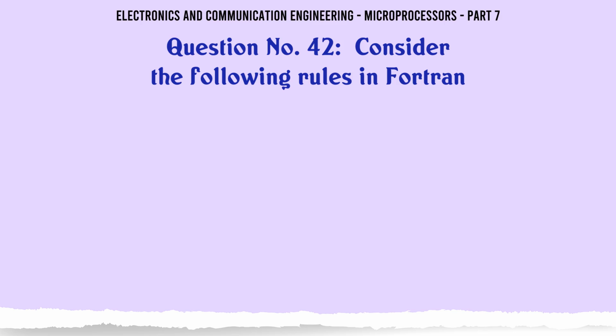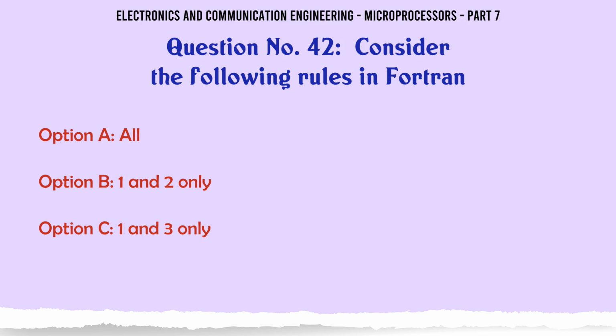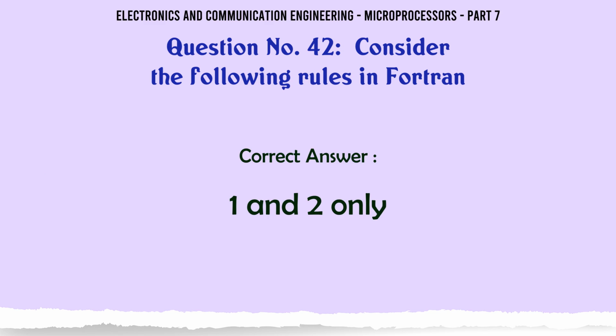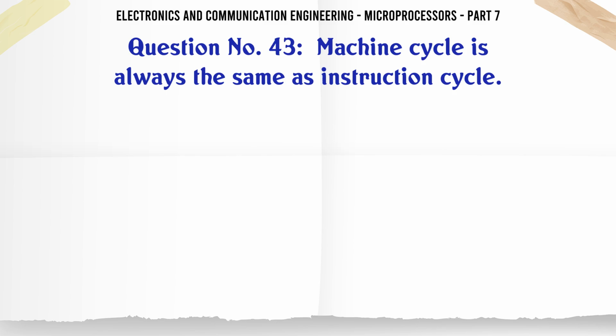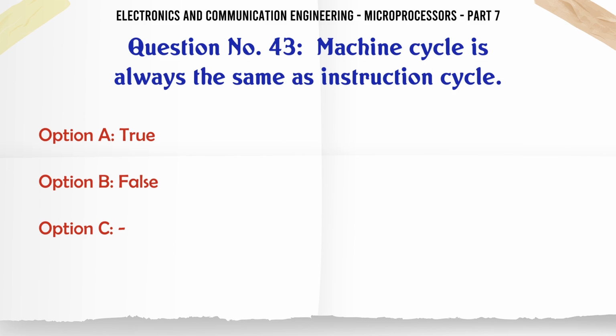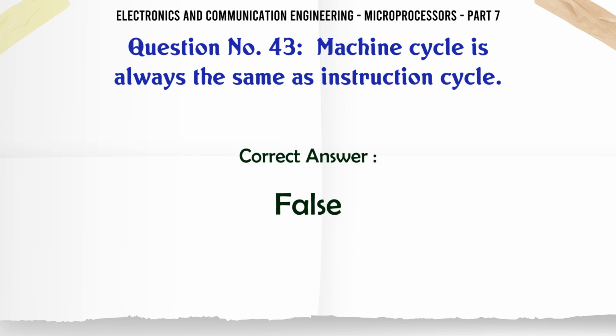Consider the following rules in Fortran. A. All. B. 1 and 2 only. C. 1 and 3 only. D. 2 and 3 only. The correct answer is 1 and 2 only. Machine cycle is always the same as instruction cycle. A. True. B. False. The correct answer is false.